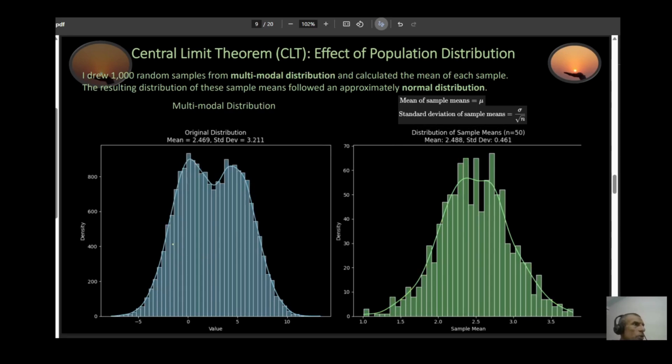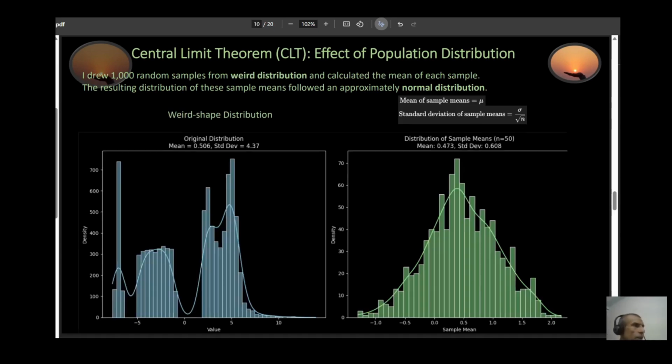All right. Now let's look at the next one. Here, my distribution is multi-modal. You see that there are two modes over here. It goes up and it goes up again, comes down. And the distribution of my sample mean, on the other hand, look at this. It is almost a bell-shaped curve, right? Let's look at another one. In this case, this is a weird shaped distribution. This distribution has some weird looking shape right here. And when I drew 1000 samples, each of size 50, and plotted the distribution of my sample means, look at that. This still gave me a normal distribution.